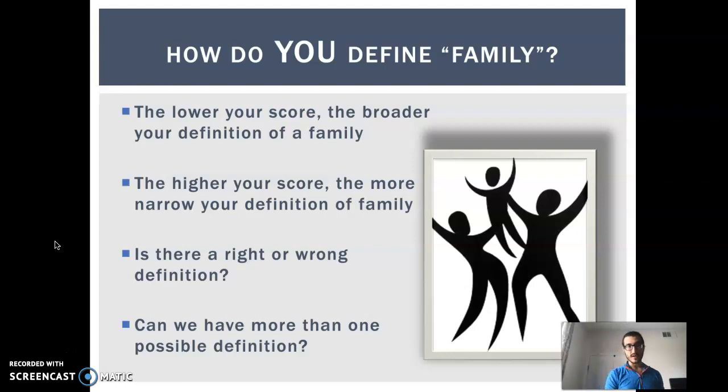Now, the lower your score is, so the closer your score is to 10, the broader your personal definition of family is. On the flip side of that, the higher your score is, so the closer to 30 your score is, the more narrow your definition of family is.